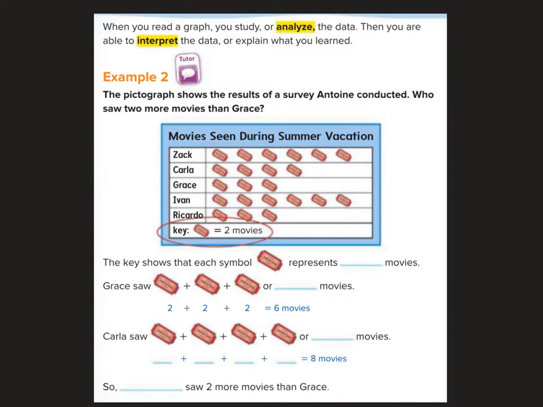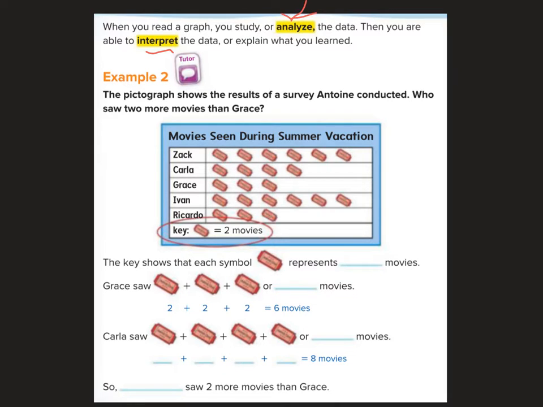When you read a graph, you study or analyze the data. You are able to interpret the data or explain what you learned. Okay, so here we go. The pictograph shows the results of a survey Antoine conducted. Who saw 2 or more movies than Grace?